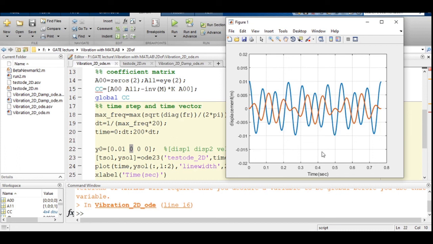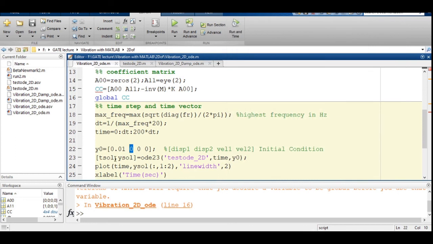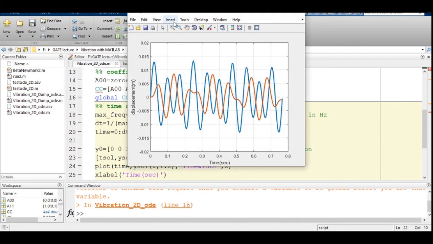If you want to change your input condition, for example, you want to give an initial velocity to your system instead of an initial displacement, what you can do is make this displacement 0, and then apply some velocity here. Let's say I want to give a velocity of 1 meter per second here. If I run my code, what I am doing here is giving an initial velocity to the first mass. That's it. Now let's see the response. So this is your response.